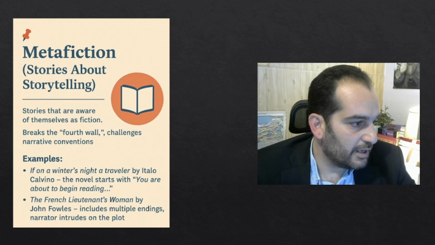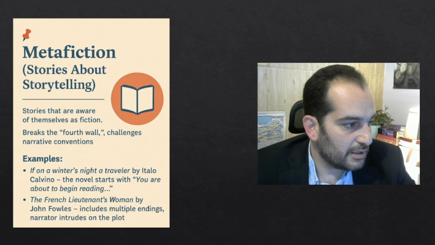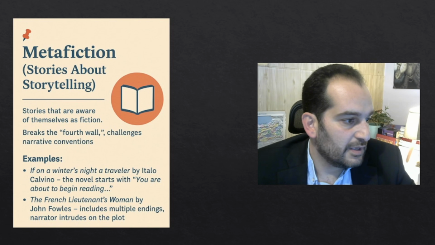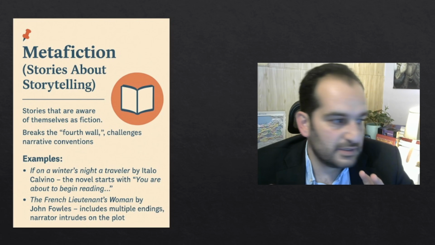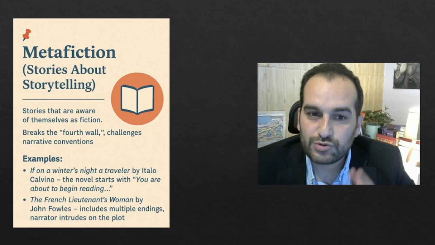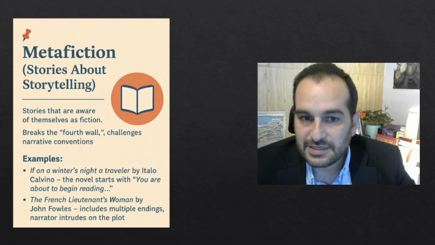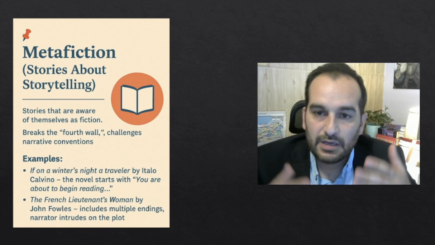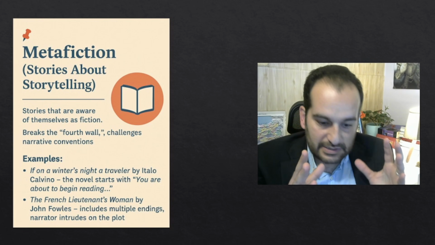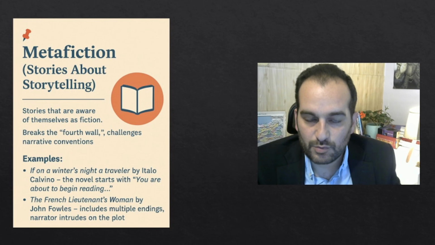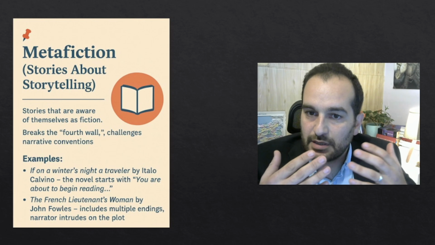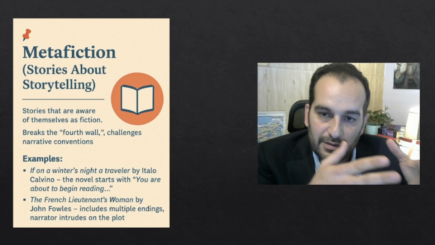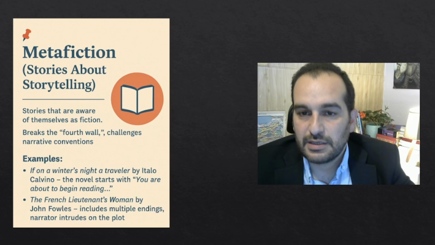Let me read it from the other screen. Here, Calvino's novel, If on a Winter's Night a Traveler. Here, the novel starts with this: You are about to begin reading. So as a reader, when you see this sentence written as the first sentence, you directly get to know that this is a fictional literary work and not real, and the author reflected or pointed out that this is fictional and it's a literary work.